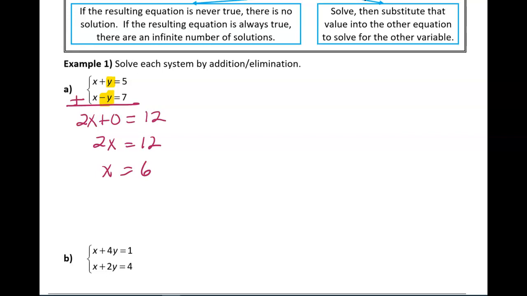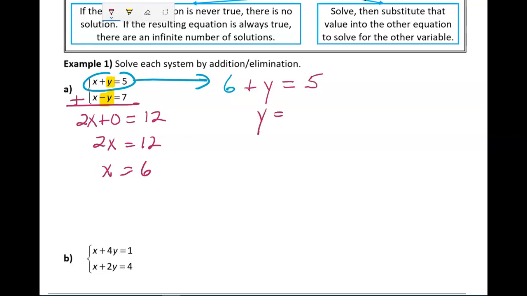And from there, pick either one of the two equations, it doesn't matter which one. I'm just going to pick that first one, and I'm going to replace the x with the number 6, since we just solved for x. So 6 plus y is equal to 5, subtract off your 6, and y is equal to -1. So it looks like we have an ordered pair solution of (6, -1). Make sure to write it as an ordered pair and put those parentheses around it.